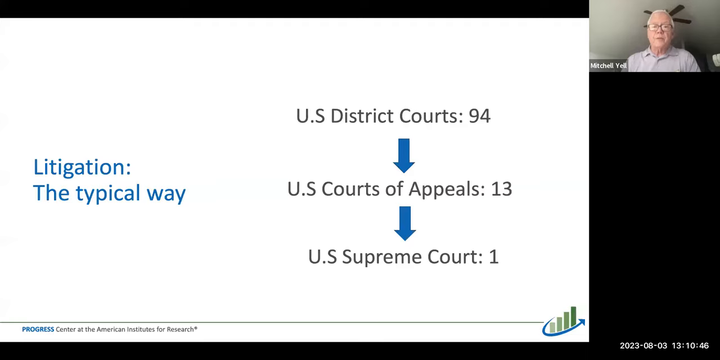Every state has between 1 and 4 federal district courts. That's often called a trial court. And what happens in the trial court is you have a judge, there's a jury, attorneys present their cases. Some states, like the big states like California and New York, have as many as 4 district courts. The smaller states like South Carolina have 1. But if we looked at all of the district courts in the United States, there are 94 of them.